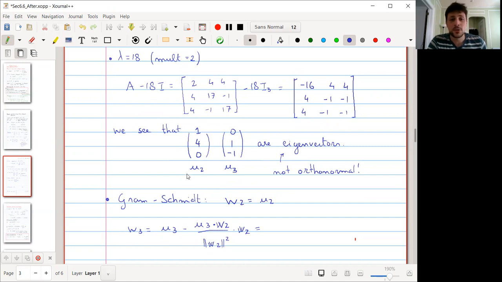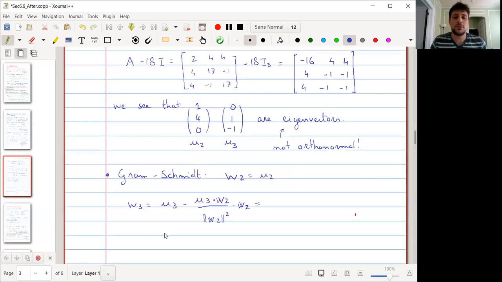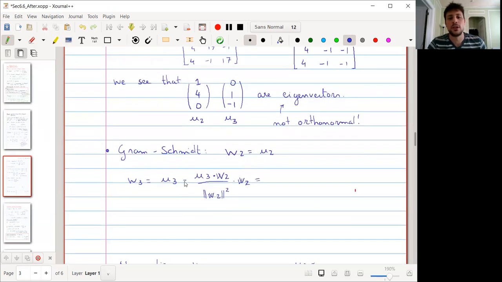Let's do it. The Gram-Schmidt takes in as an input a basis of the null space of A minus 18i and spits out an orthogonal basis. So the first vector of the output, I'll call it W2, will be just the starting vector u2. And then W3 can be computed as follows. The recipe is this: I take u3 and then I project u3 down along W2, the previous one, and I subtract that projection. So let's do that.